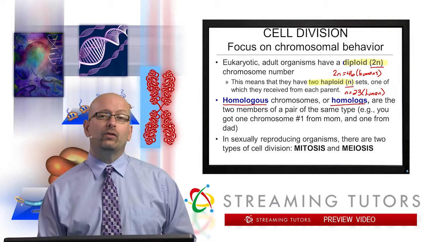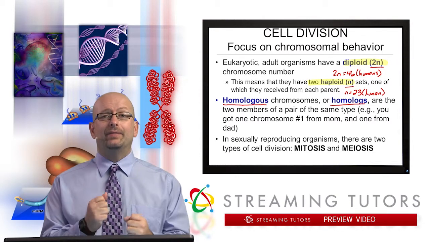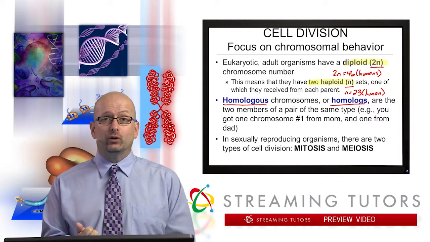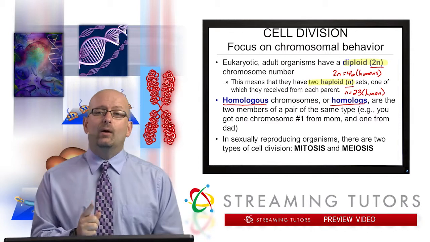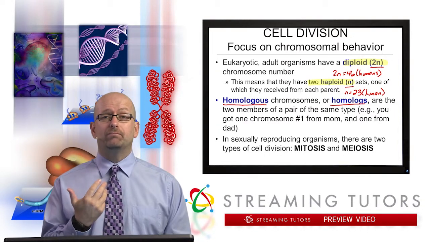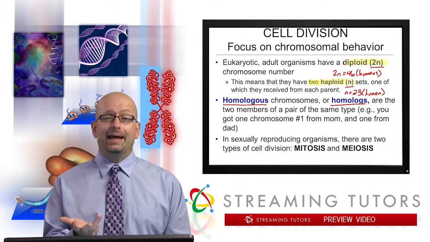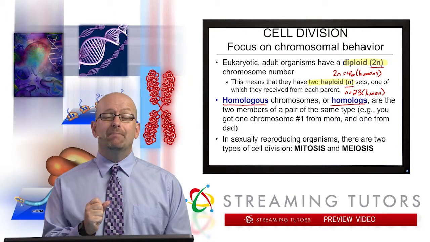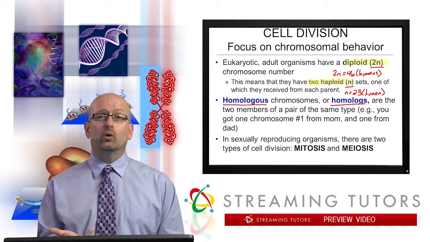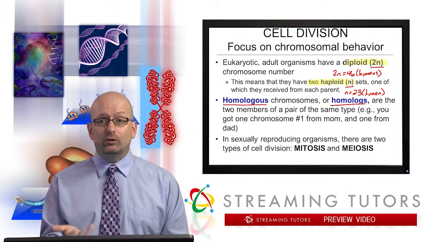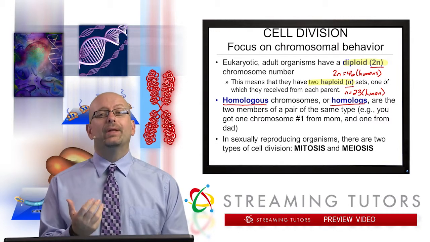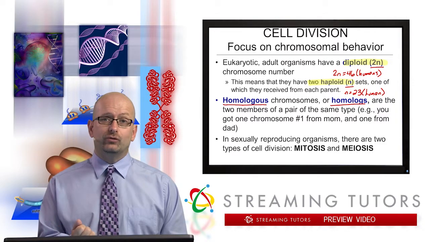So those two members, we're going to see that the homologs, sometimes it matters that they're homologs, sometimes it's not particularly that important. Now, in sexually reproducing organisms, which are almost all animals and plants, in fact, many animals and plants can reproduce either asexually or sexually, but Mendel's work focused on sexual reproduction. So let's use again humans as an example. There are two fundamental types of cell division.